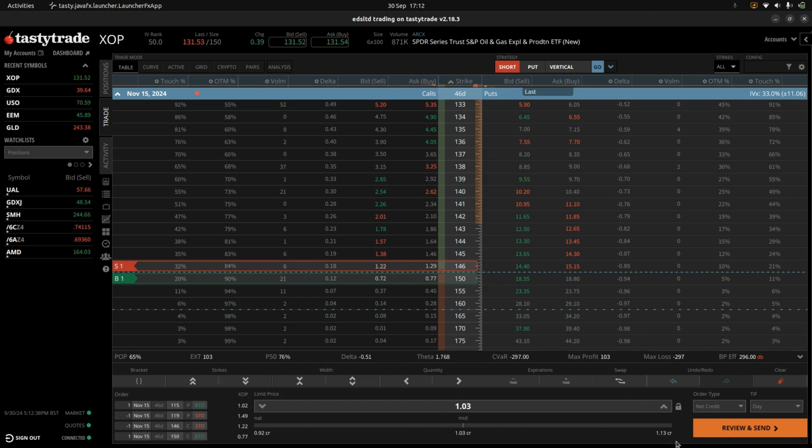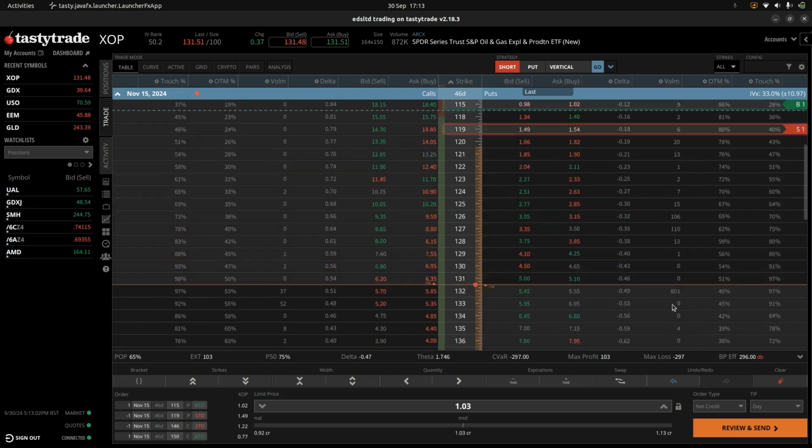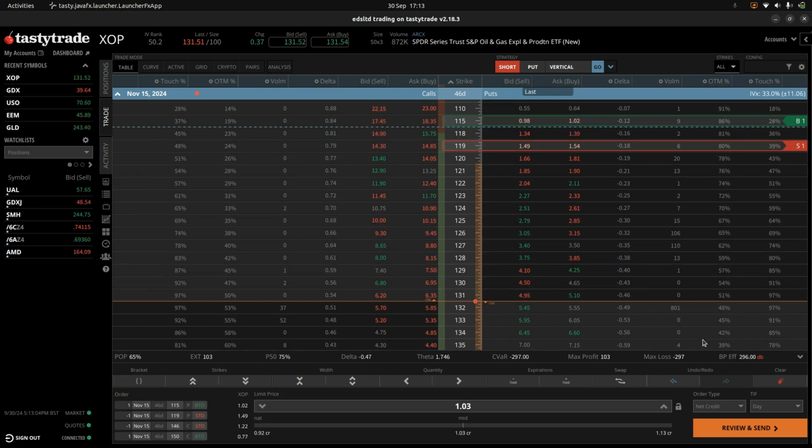We do collect less premium, but we do require less buying power, and this overall works out to be a much higher return on capital trade than the naked position. However, you will have a slightly lower probability of profit, and that is the trade-off. You also will get a slightly lower daily theta decay as well. So that's also something to keep in mind. It doesn't matter what size portfolio you have, you can put this position on with just $300.